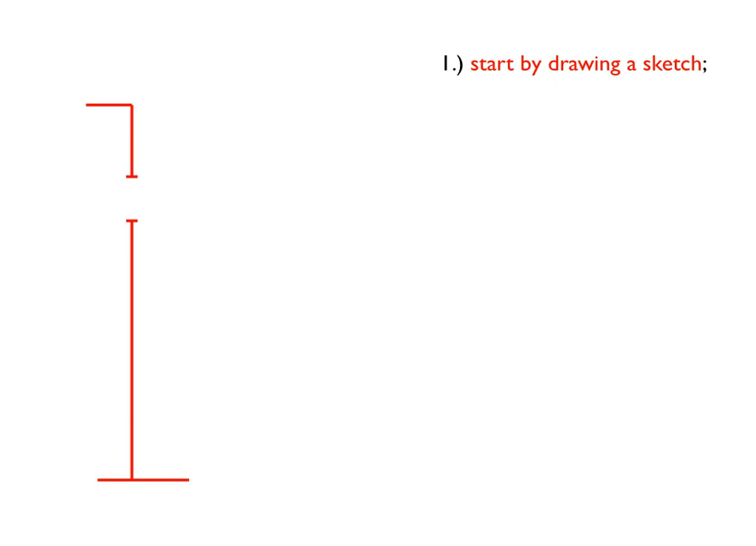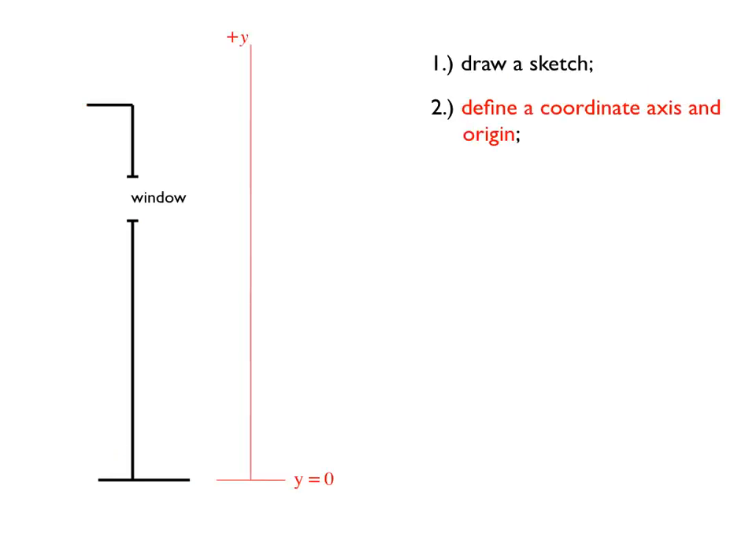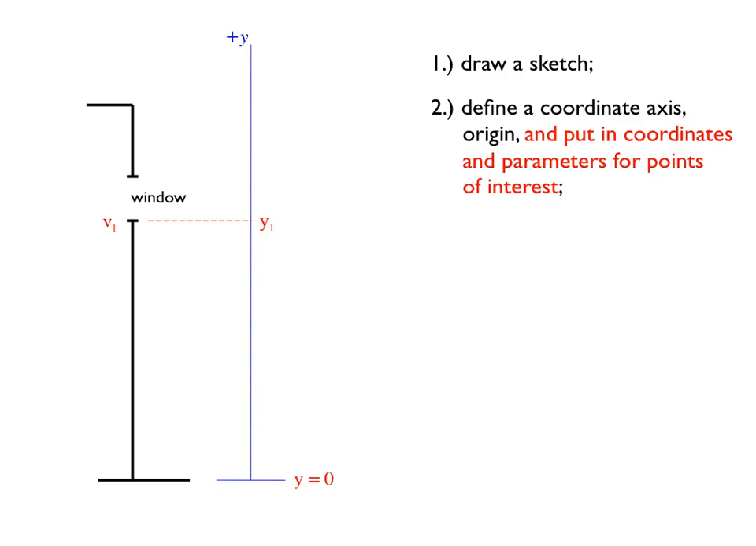Now I need a coordinate axis and an origin. So I'm going to go ahead and put a coordinate axis like so. I'm going to identify y equal to 0 to be at ground level. Having done all that, it's now time to start to identify points of interest. My first point of interest will be at the bottom of the window. I'm going to call its coordinate y1. I'm going to assume its velocity at that point is v1.